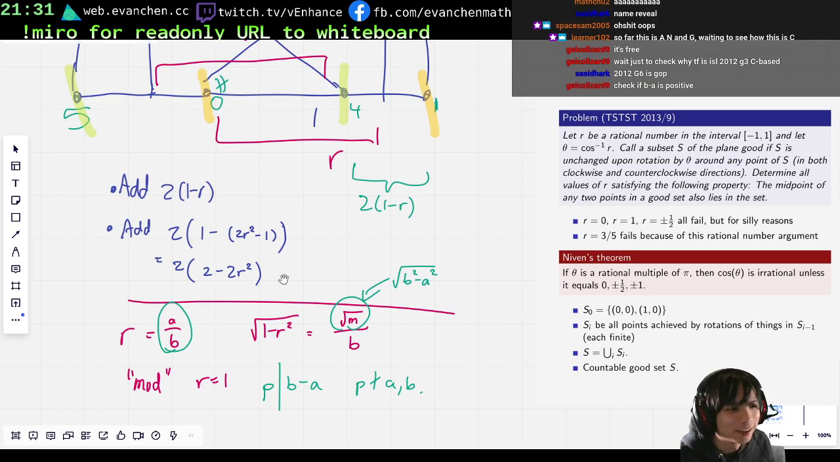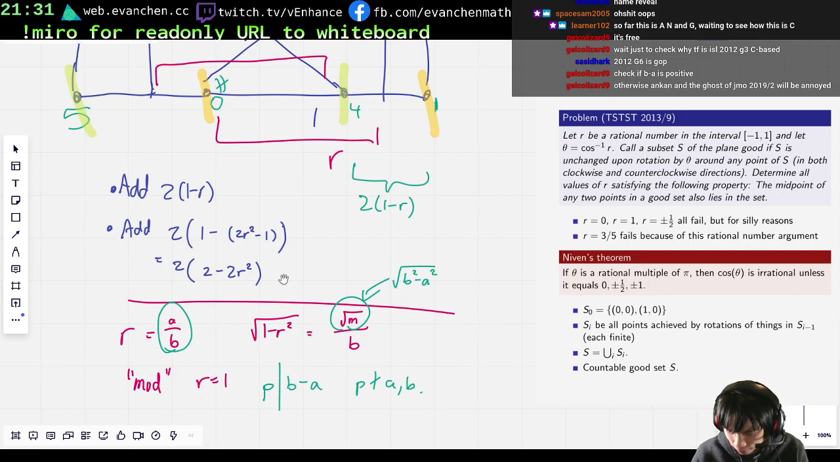Thinking. Check if b minus a is positive. Is it not? How about I do r greater than 0 first, okay? Well, let's just do that case first. Greater than 0. So I think I can do this. I think I can literally take mod p.